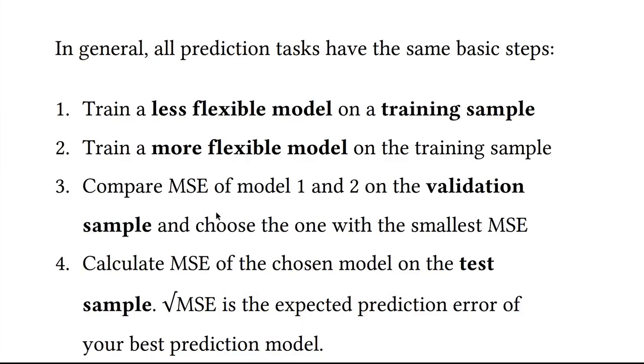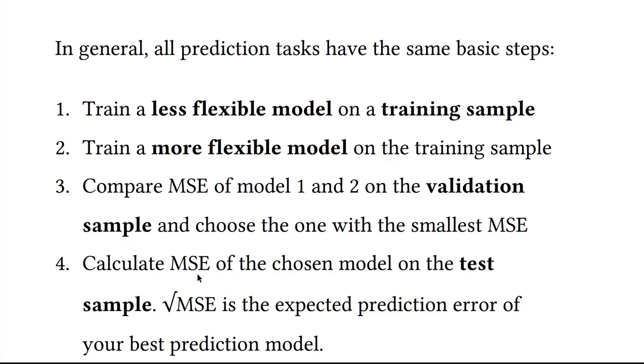So in general, all prediction tasks have the same basic steps. Step 1, train a less flexible model on a training sample. Step 2, train a more flexible model on the training sample. Now you can have not just 2 but many different models varying in their flexibility, but just for conciseness, we keep it at 2. After you're done training different models, step number 3 is to compare mean squared errors on the validation sample. And at this step, you choose the one with the smallest mean squared error.